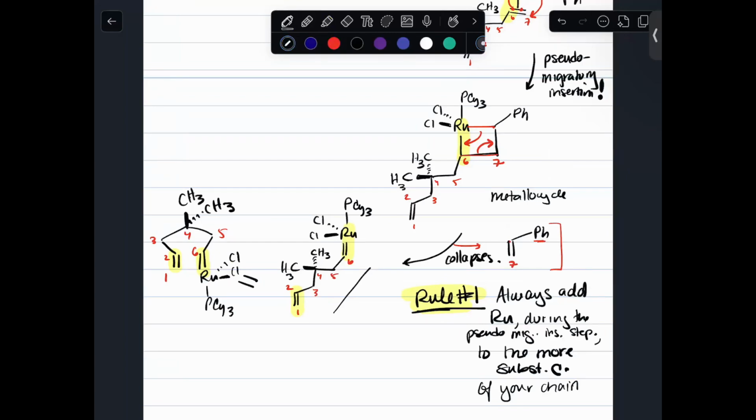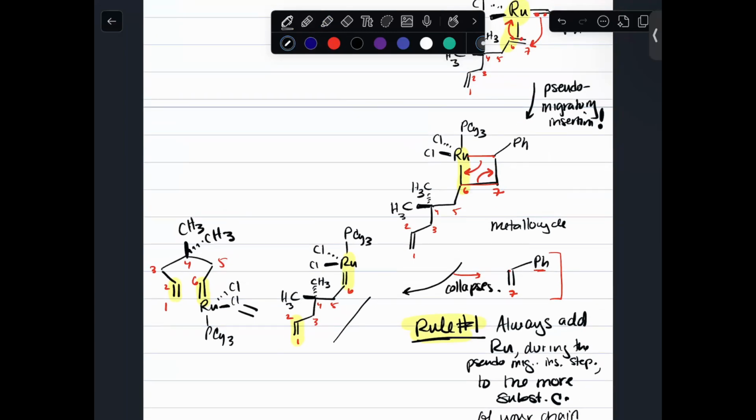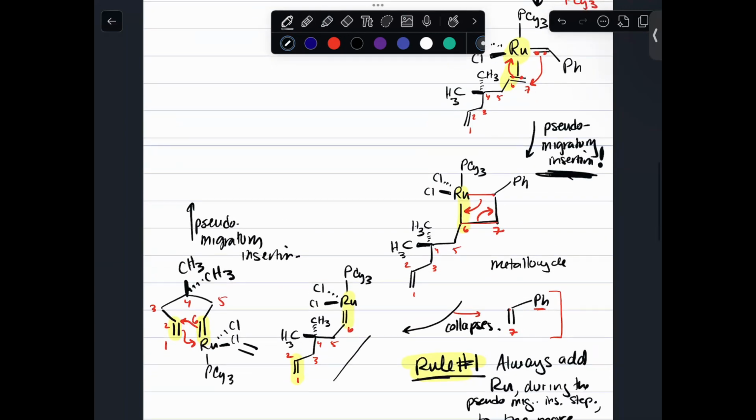Again, I do a pseudo-migratory insertion, just like I did before. The carbene attacks my alkene, attacks the ruthenium, just like before. Pseudo-migratory insertion. Again, I am going to form a 4-membered ring. So follow your arrows.